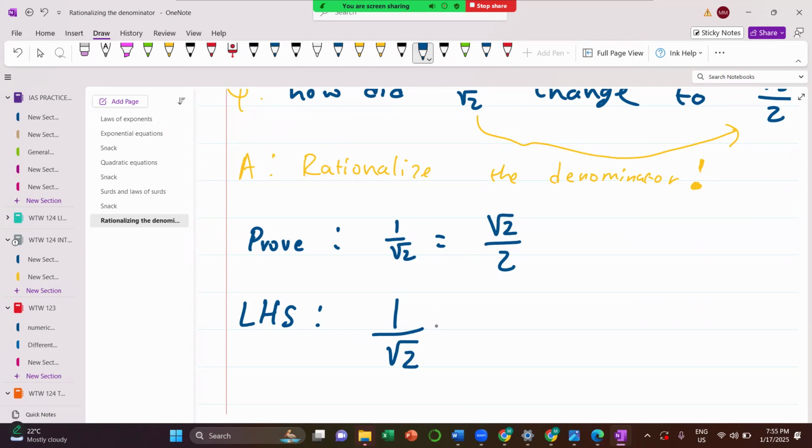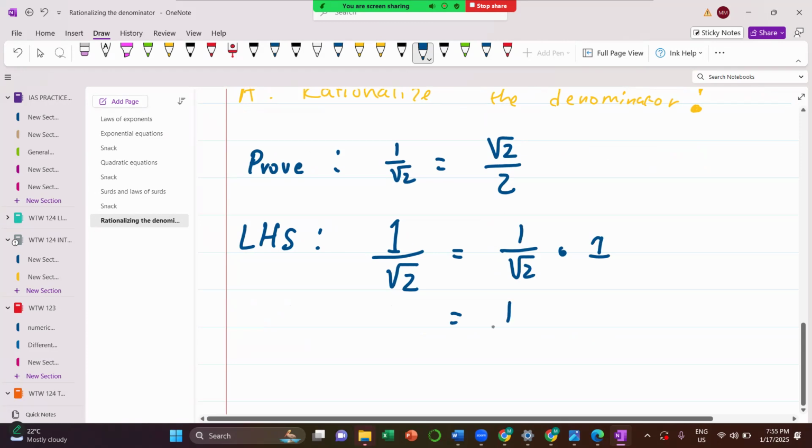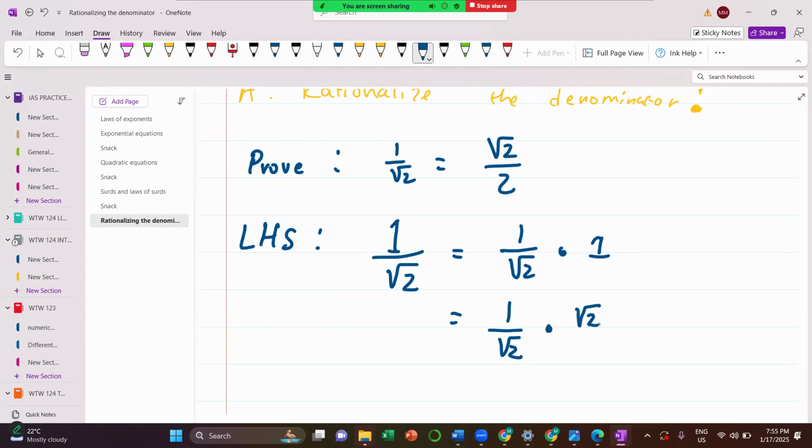I want it to turn into that. So I know that 1 over square root of 2 is the same as 1 over square root of 2 multiplied by 1. Are you guys okay? What if I rewrite this 1 as square root of 2 over square root of 2? This is still a 1, right?